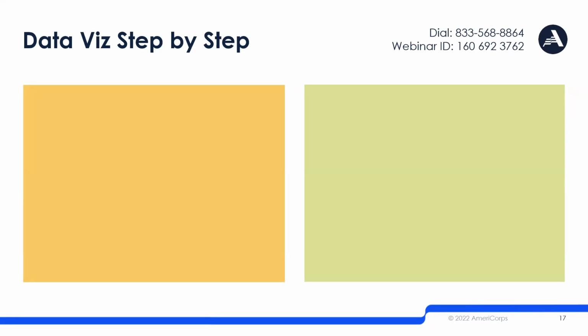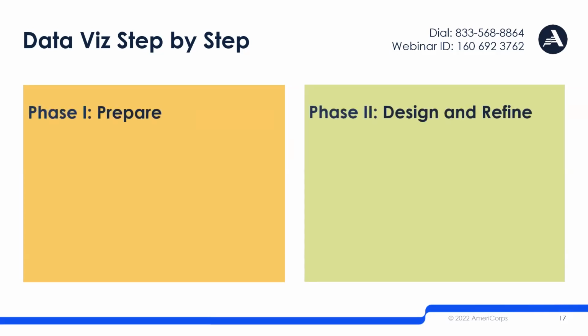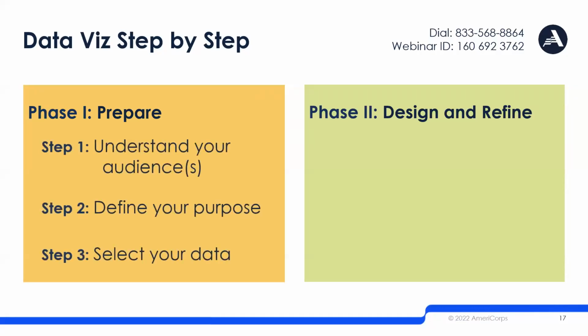Now let's talk about the steps involved in data visualization. There are two phases to this process. In phase one, you're preparing. These are all the steps that you should take before you begin to actually make your viz. Step one is to understand your audience. Step two is to find your purpose. And step three is select your data. Once you've taken these steps, you're ready for phase two, design and refine.